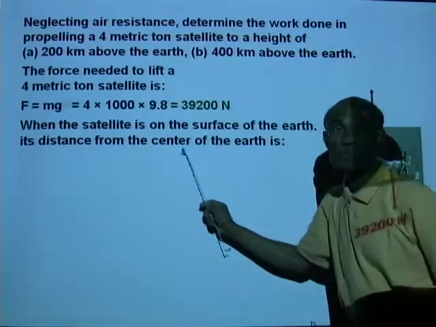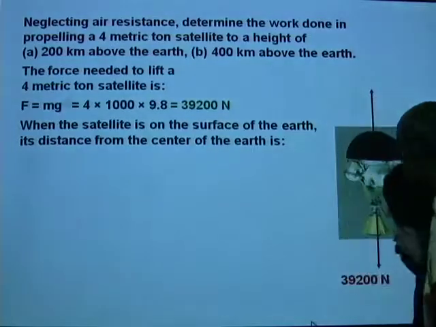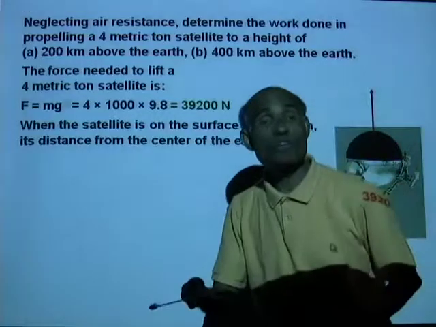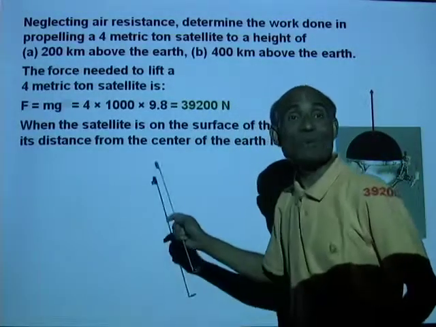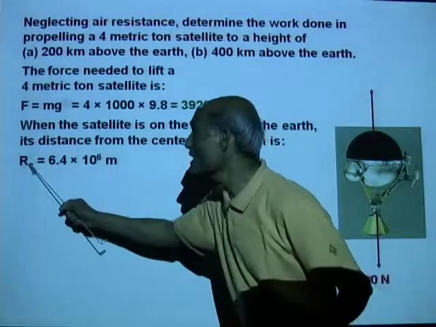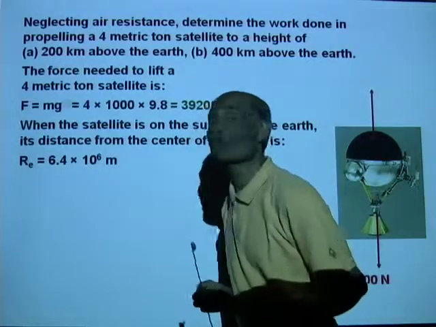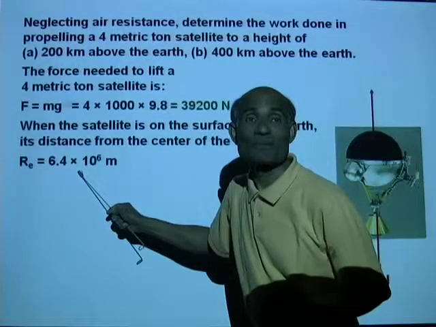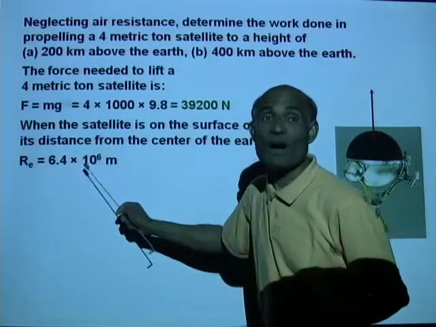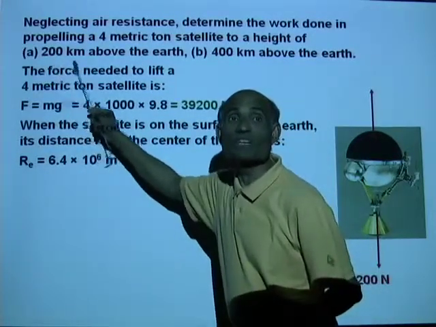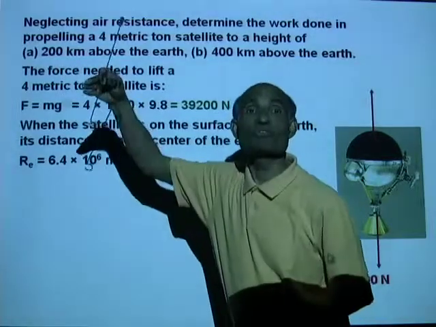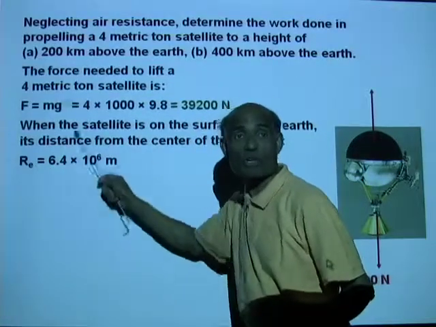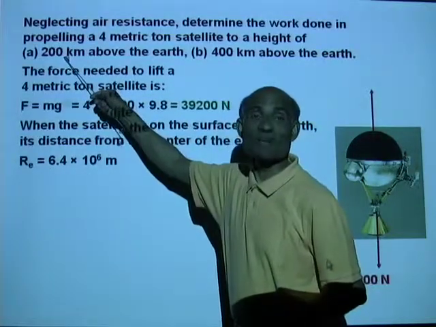So its weight is 39,200 Newtons when the satellite is on the surface of the earth. What is the distance of the satellite from the center of the earth when it is on the surface? It is the radius of the earth, 6.4 times 10 to the 6 meters. This is your R1. Now, what is your R2? R2 is 200 kilometers above the surface of the earth. That means R2 will be the radius of the earth plus 200 kilometers.